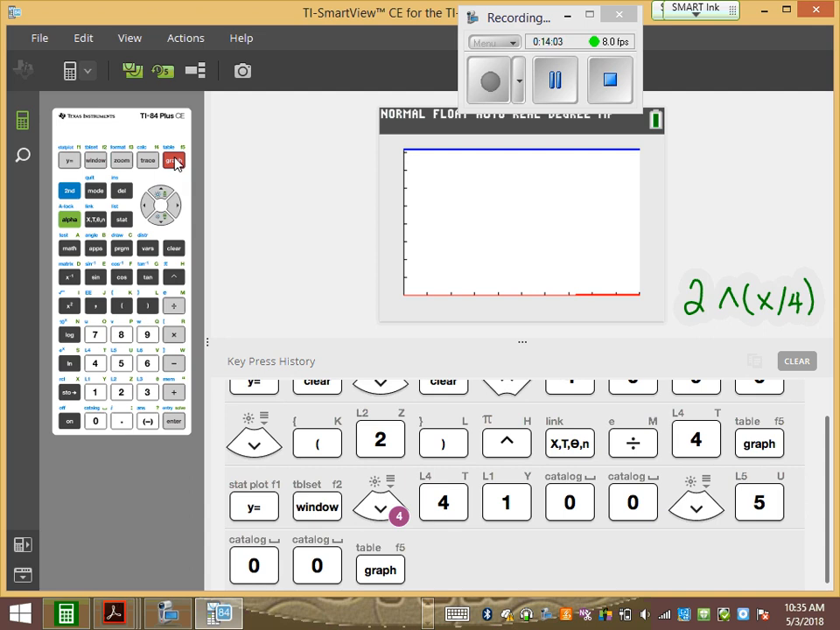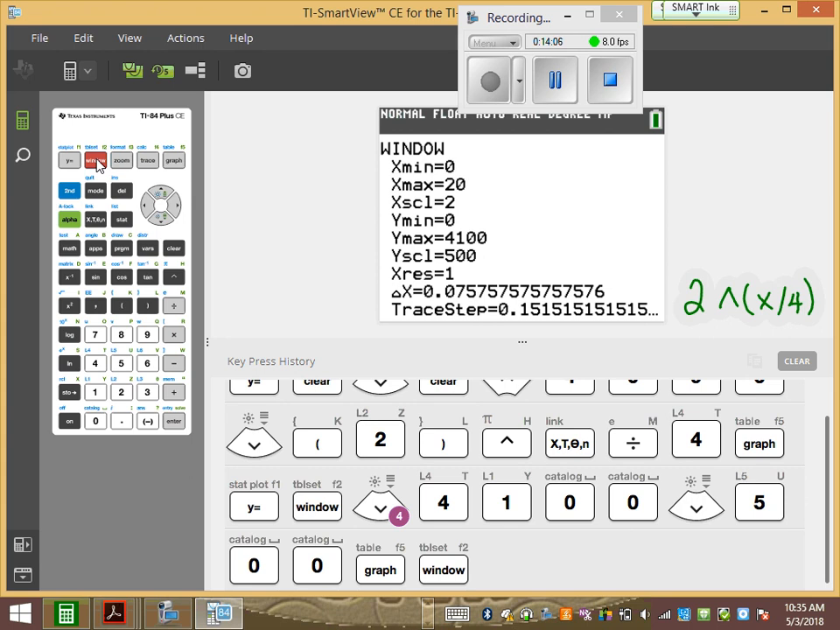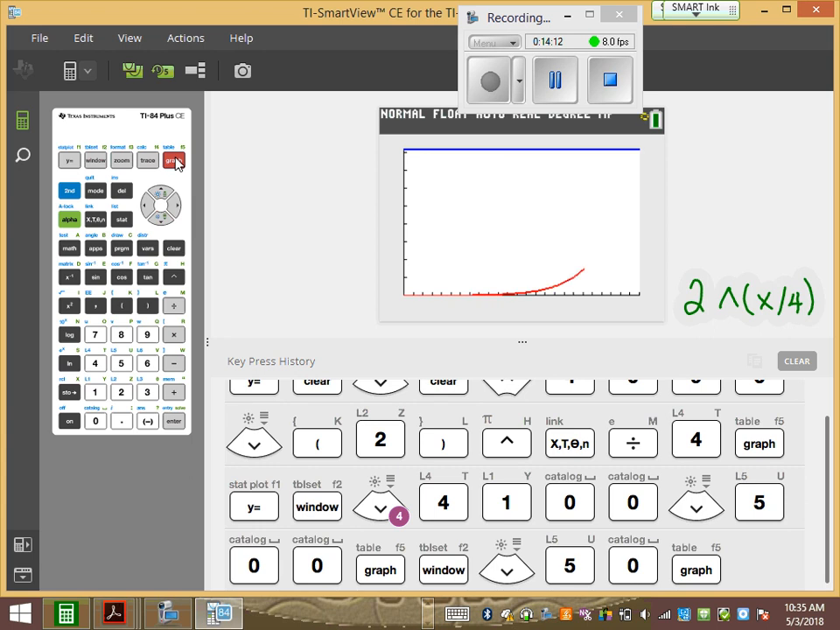48. Okay, let's look at my window. My x max is 20. Well, dang it. That ain't going to work. So I'm going to put a 50. Your calculator can only calculate where it crosses. Okay? Let's go back to 20 to prove a point here.